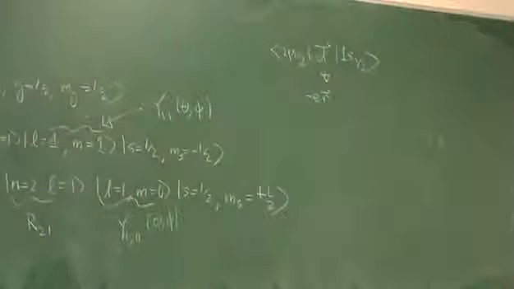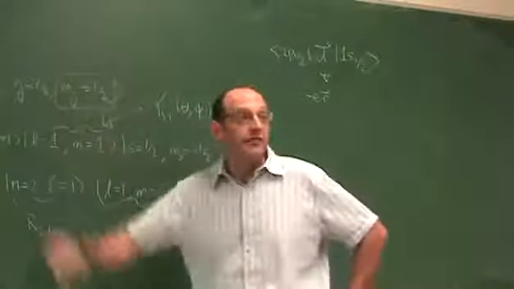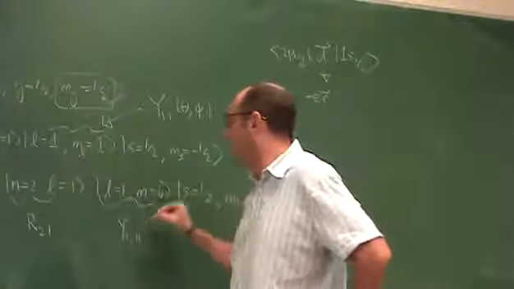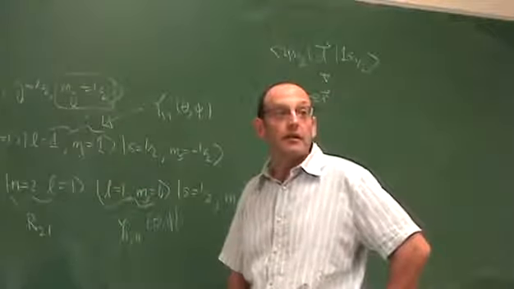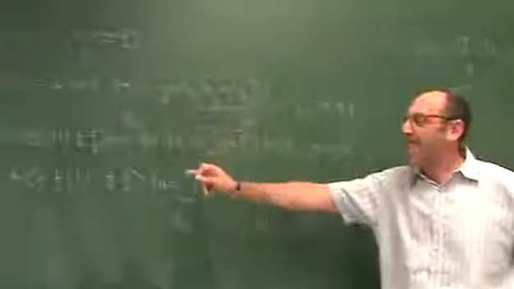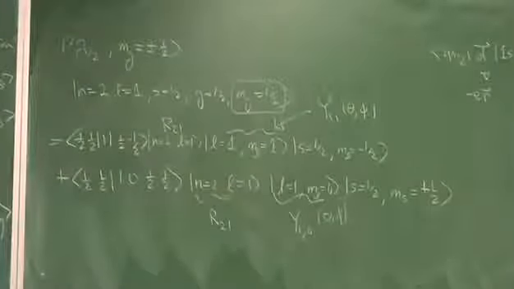Okay, because L is fixed, L is 1, and S is fixed, S is a half. And I looked at a particular case where M sub J was a half. And we must have the sum of M sub L plus M sub S equals M sub J. So these are the only two states in the superposition which have non-zero coefficients. Good question.